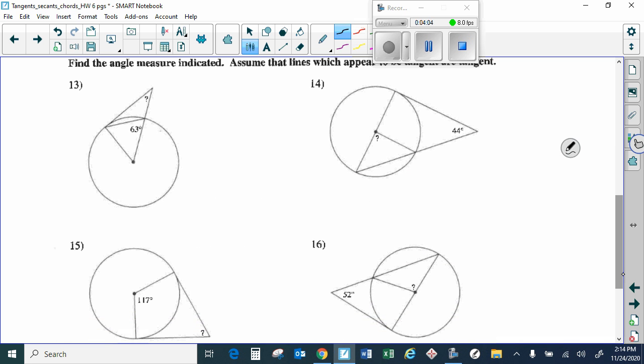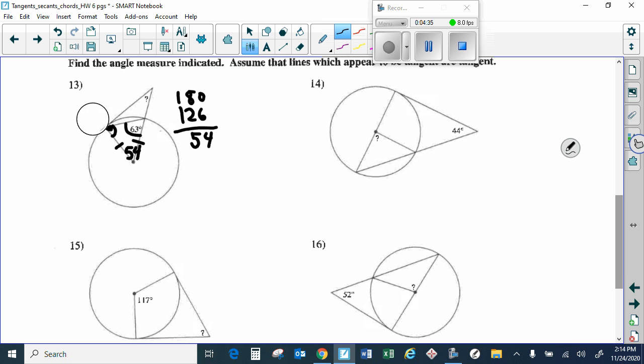Find the angle measure indicated right here. Okay, well, don't forget, these are both radii. So that means it's an isosceles triangle, which means the base angles are equal. So that makes this 63 right here. 63 and 63 is 126. 126 from 180 is 54. So it puts this at 54 right there.